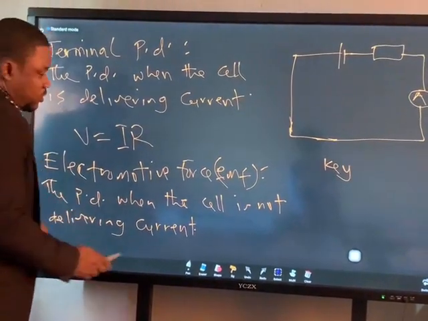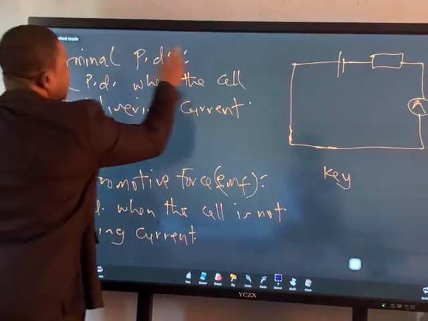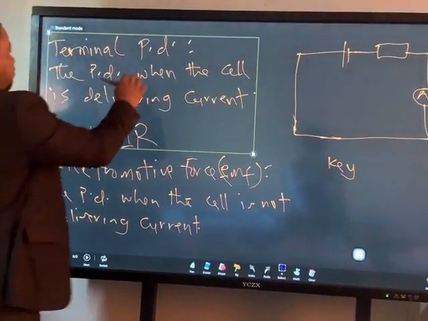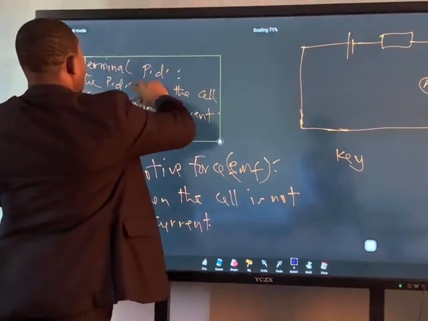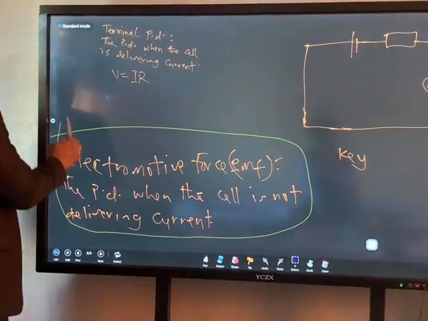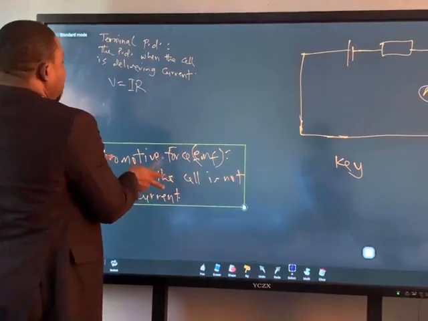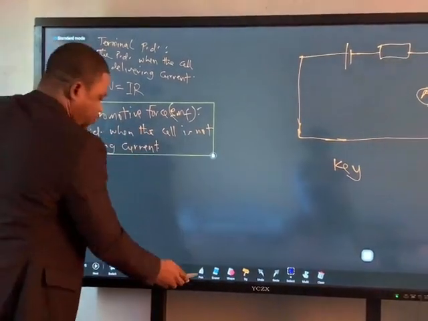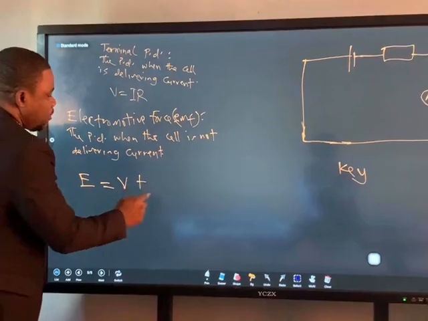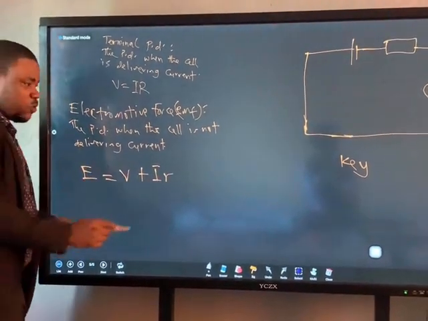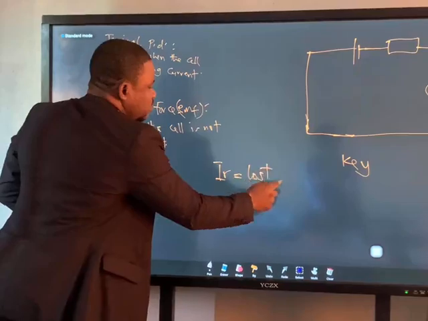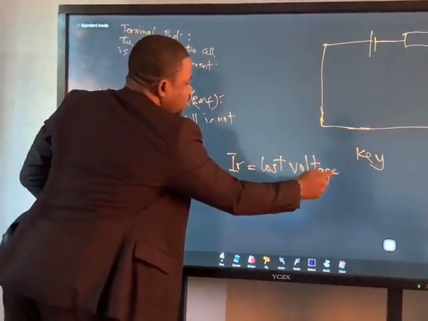And then electromotive force. I want to explain something and I hope you will get it. Electromotive force E is equal to the terminal PD plus IR. Note, IR is called the lost voltage.